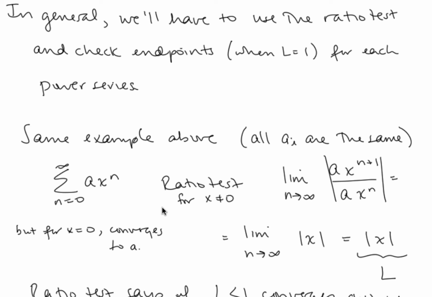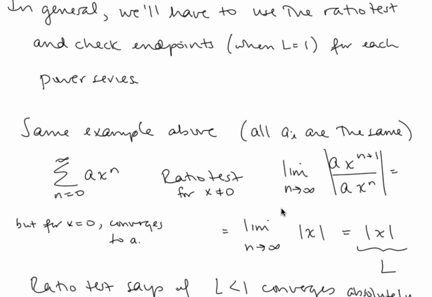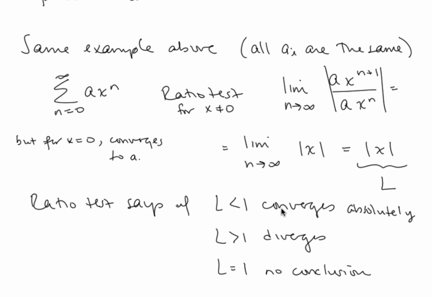So let's take a look at that work for the same series we just saw. This is the same series that has constant a here for the coefficients. And so the ratio test says to look at the limit as n goes to infinity of the n plus first term over the nth term. So here we have a x to the n plus 1 over a x to the n in absolute value. Now notice that because we're dividing by x here, x cannot be 0 for this work. But for x equals 0, this series converges to a.